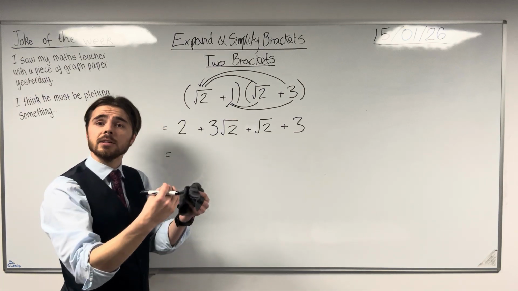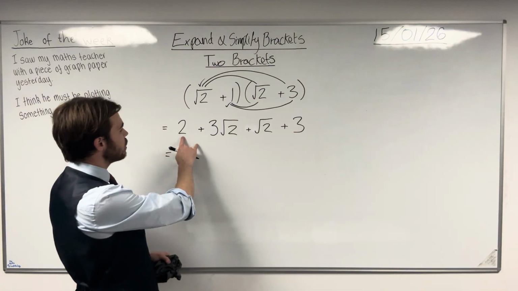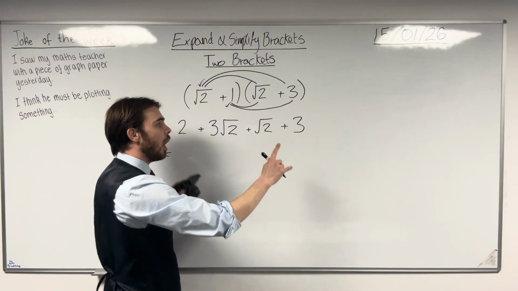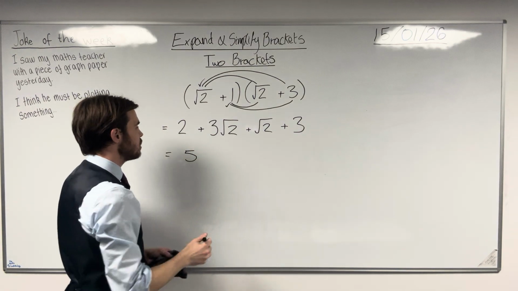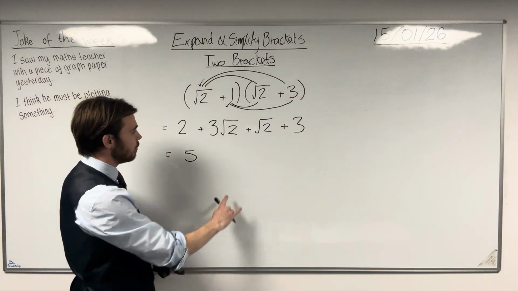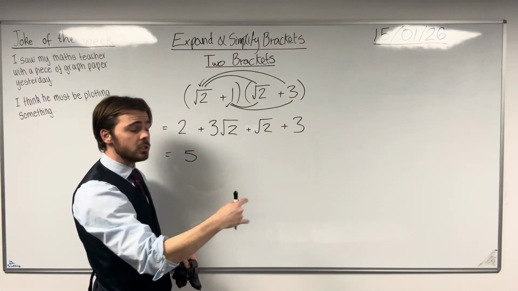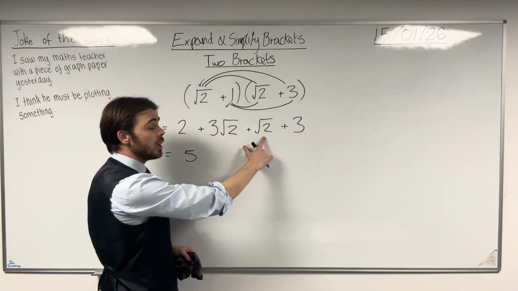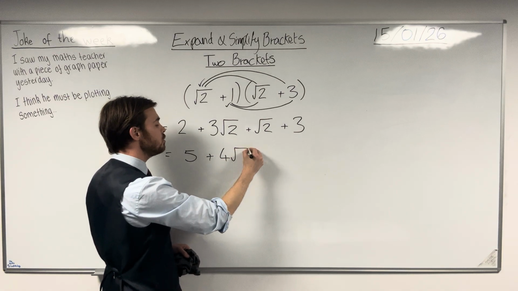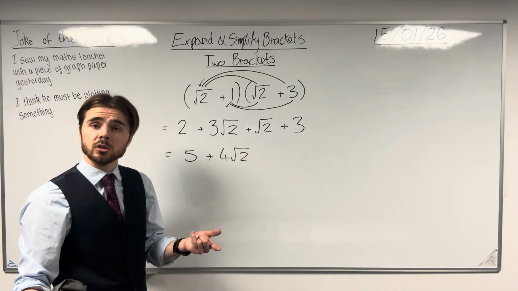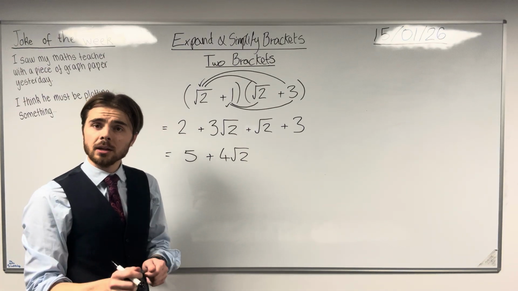We try and add things that we can. Well, I've got a 2 here and a 3 here. I can definitely add them. So I've got 5 as normal values. And then using our knowledge of adding surds, we've got 3 root 2, add a root 2. That is going to be a total of 4 root 2s. Now we are finished. We have added everything we can. We are done. All right.